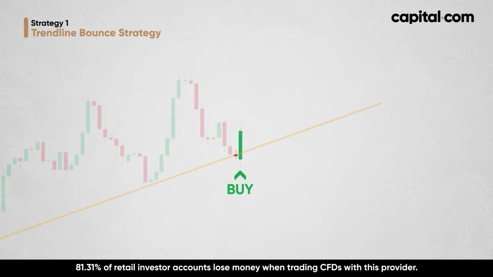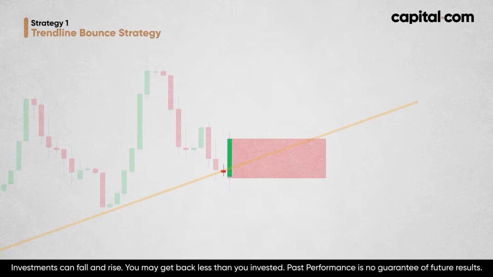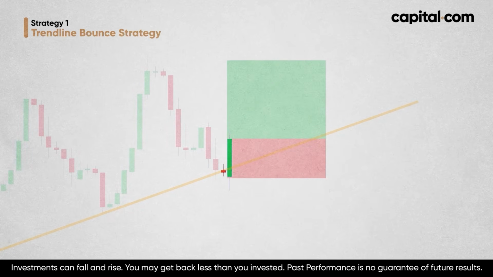For risk management, we place our stop loss slightly below the recent swing low. For our take profit, we target 2 times the size of our stop loss.